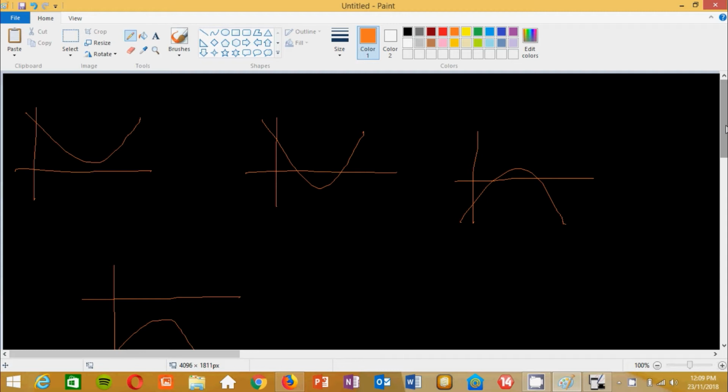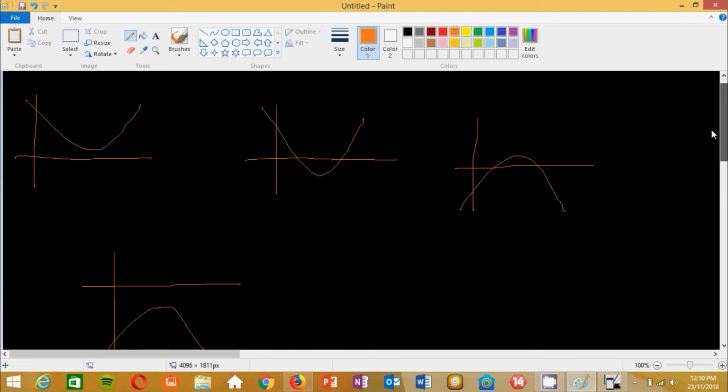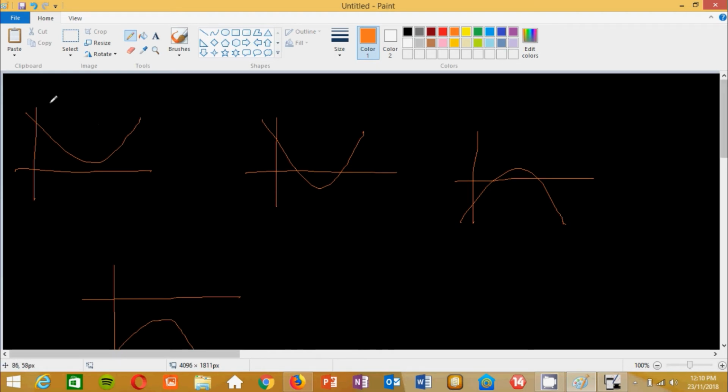You should be aware at this point that a quadratic function shape is called a parabola. All of these graphs that I have here are parabolas. This is the general shape of a quadratic function, and these are the 4 different types of parabolas that you have.